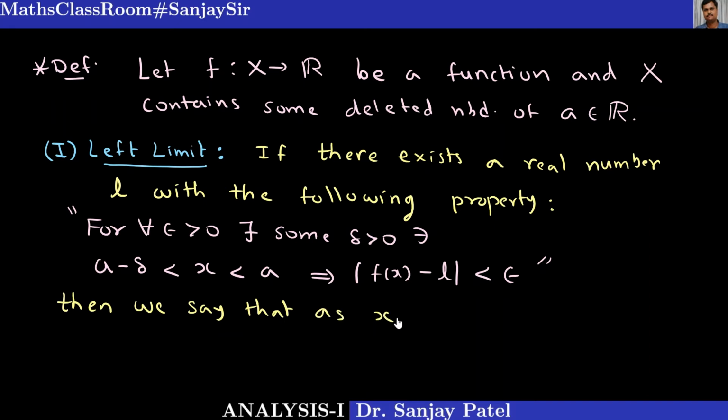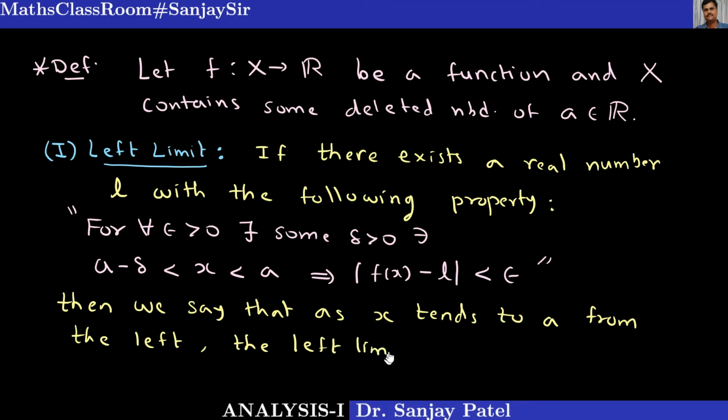as x tends to or x approaches a from the left, the left limit or the left hand limit of the function f(x) is L. So this is our left hand limit definition. So if there is a number L which satisfies this condition, for all epsilon, if we can find some delta, so that only on the left hand side of the point a, the difference between f(x) and L is less than epsilon.